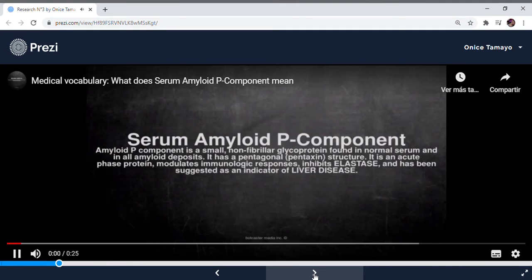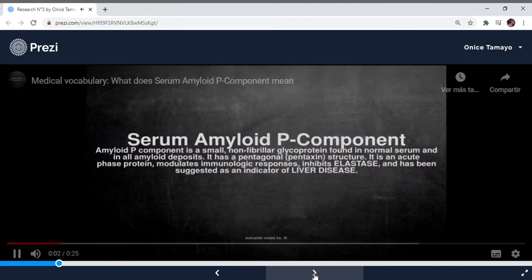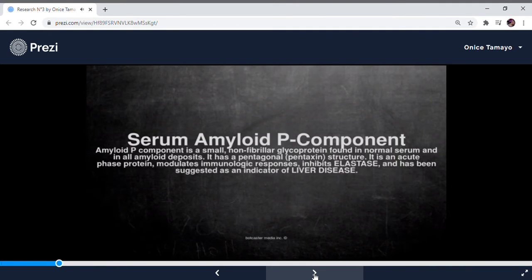Serum amyloid P component. Amyloid P component is a small, non-fibrillar glycoprotein found in normal serum and in all amyloid deposits. It has a pentagonal, pentraxin structure. It is an acute phase protein, modulates immunologic responses, inhibits elastase, and has been suggested as an indicator of liver disease.